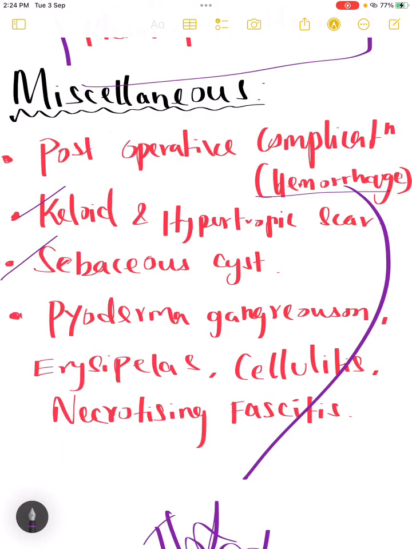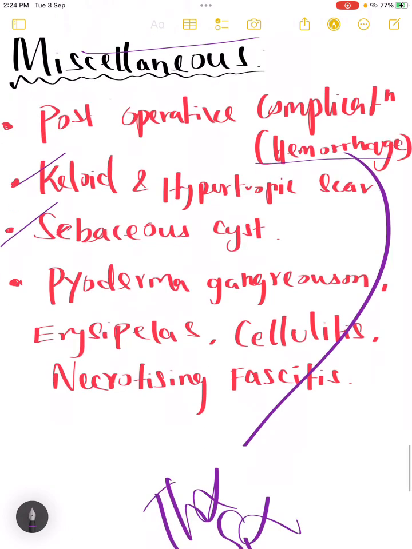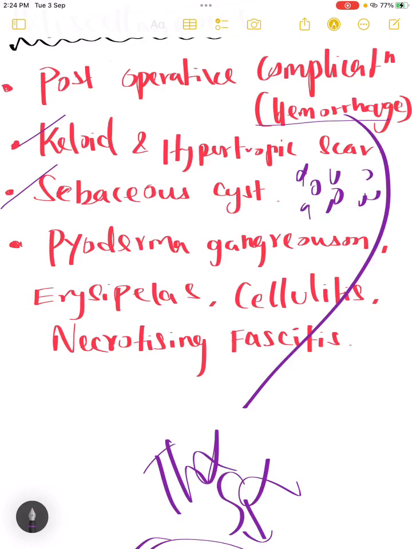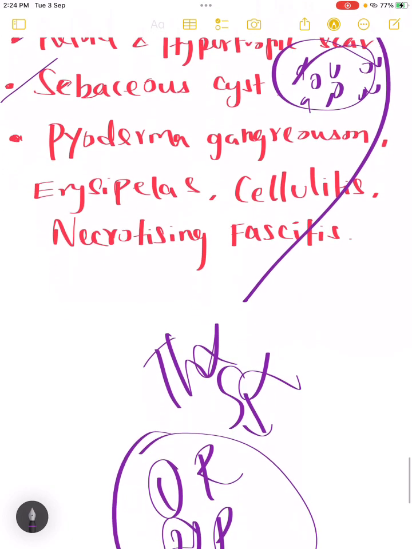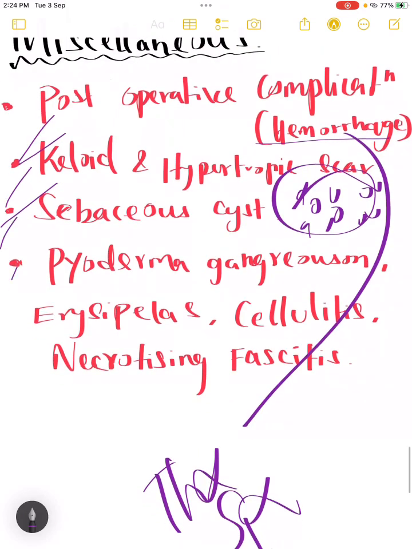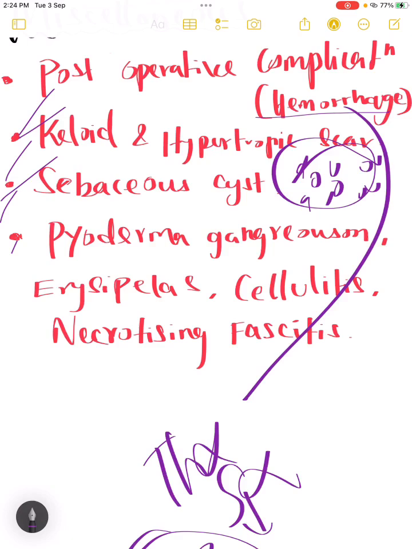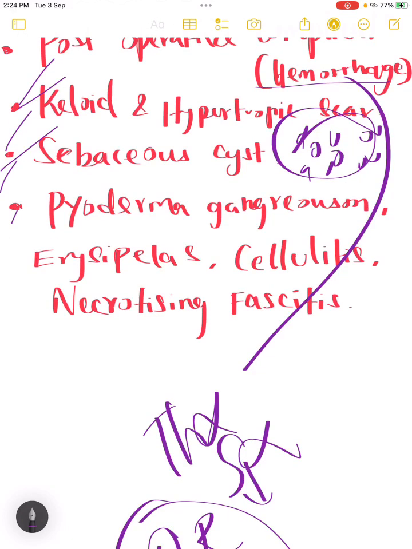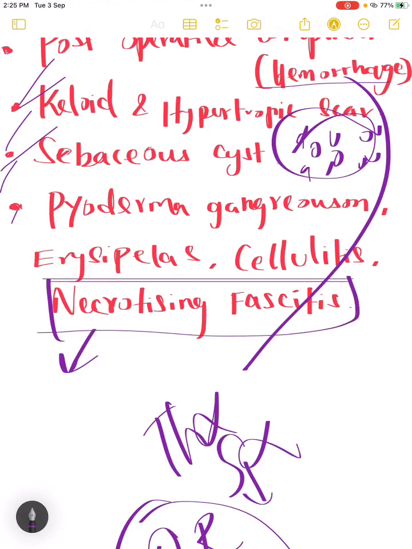Then keloid and hypertrophic scar are, as you all know, important. In every exam they will ask about keloid or hypertrophic scar. Then sebaceous cysts: in the scrotum there will be many small cysts. See the image of that. These are all image-based questions. Then pyoderma gangrenosum, as I told you before in adult surgery important topics, is something important. Then erysipelas, cellulitis, or necrotizing fasciitis. Search for images on Google for necrotizing fasciitis. Something is important from this particular topic.